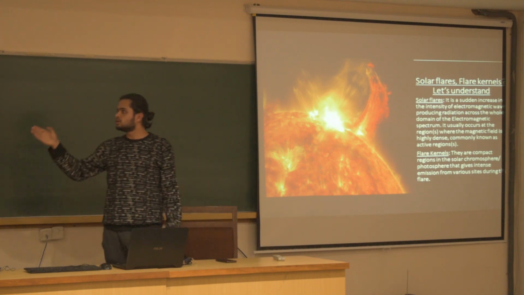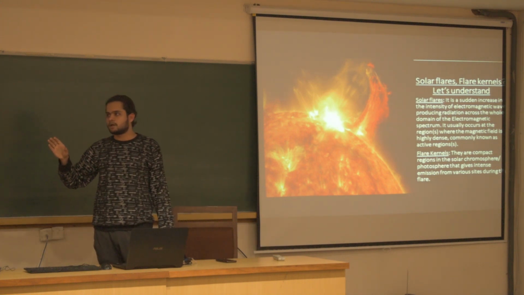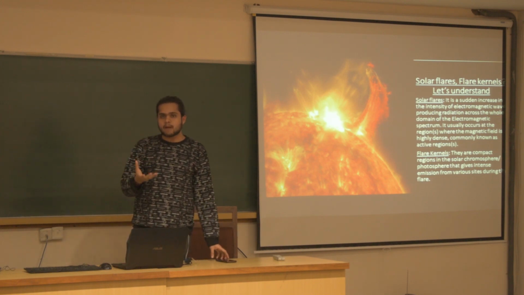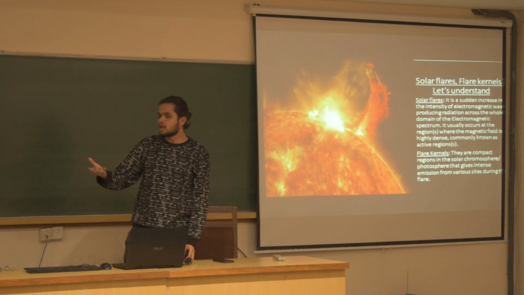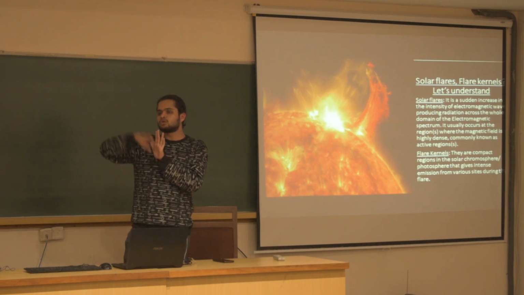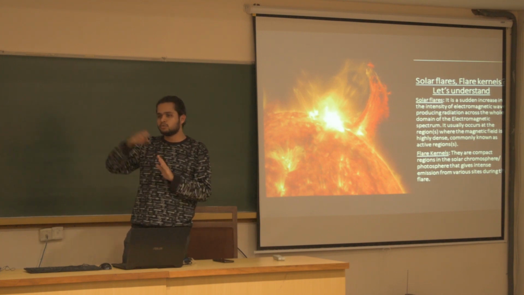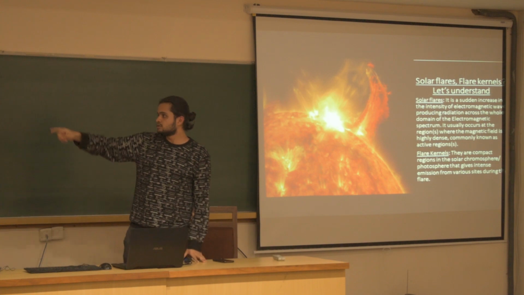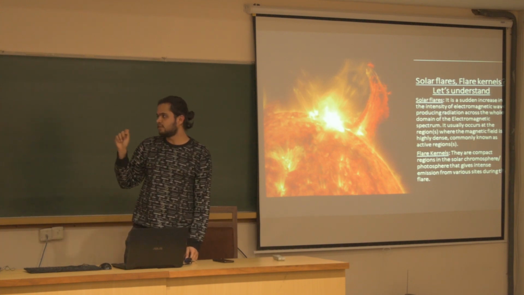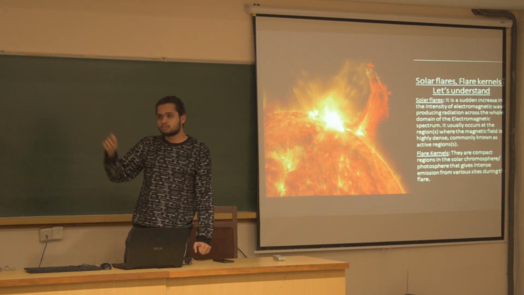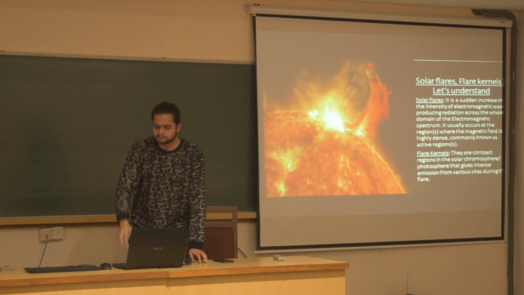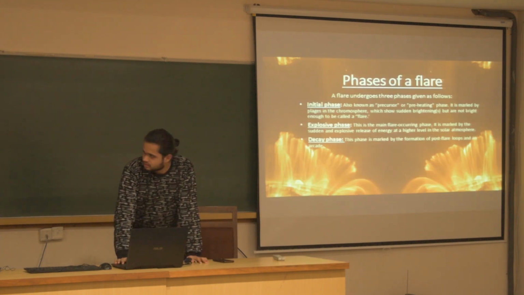So basically the solar flare is a coronal phenomenon. Even though the triggering happens in the lower layers, the flare as a whole is a coronal phenomenon. It happens in the corona, and from the chromosphere it emerges, and mainly you can see it in the corona. The brightening which is formed in the chromosphere is basically the flare kernels. They are the compact regions in the solar photosphere also, that give intense emission from various sites during the flare.